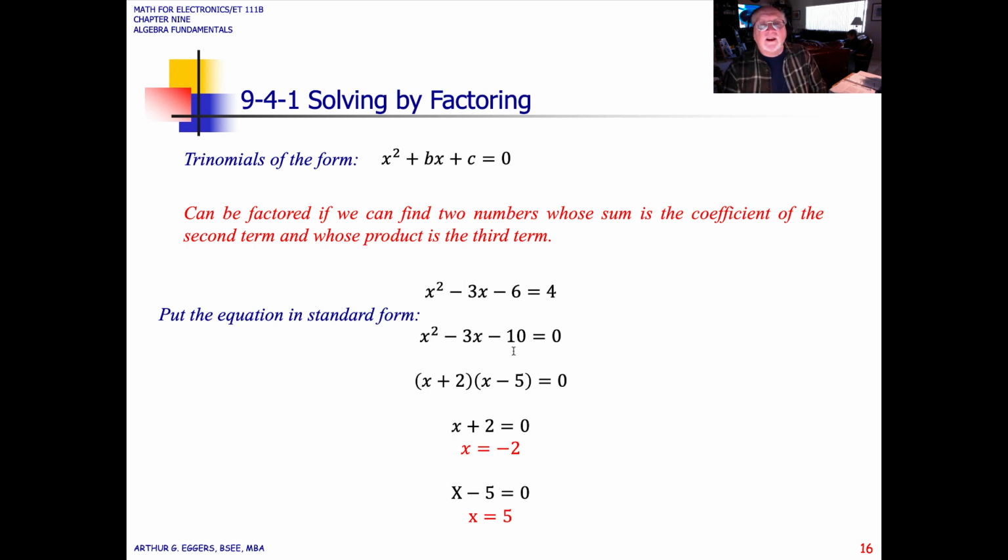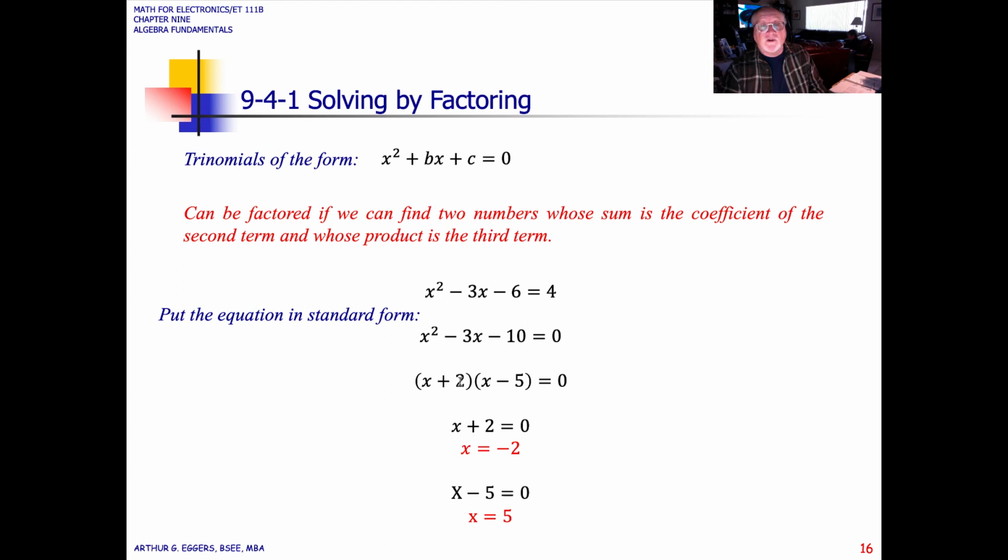If we take a look at this one, x squared minus 3x minus 6 equals 4. Now I don't have a 0 here. So what do I do? Well, I have to create a 0. I have to subtract 4 from both sides of the equation so that I get 0 and have the standard form, so I can do my means and extremes guessing. So subtract 4 from both sides. Now I get x squared minus 3x minus 10 equals 0.